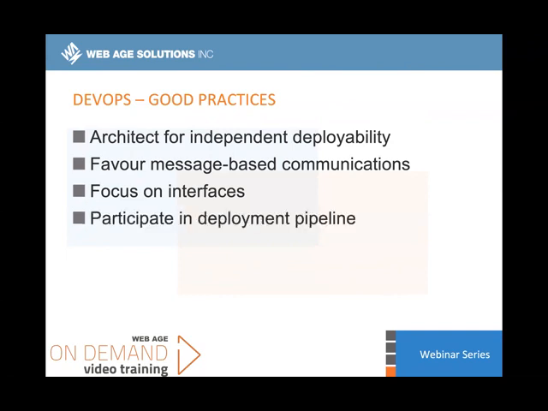Which kind of leads to my last good practice here: participate in the deployment pipeline. What I mean by that is architects should really understand how deployment works, what the pipeline's like, what the environment's like, how these DevOps processes are actually realized, and hopefully be able to participate in their creation. Maybe not writing the code behind them, but working with the team as a stakeholder in the DevOps process. Maybe participation is a little strong, but certainly understanding the deployment pipeline is an important aspect of being an architect who can contribute positively to enabling DevOps.